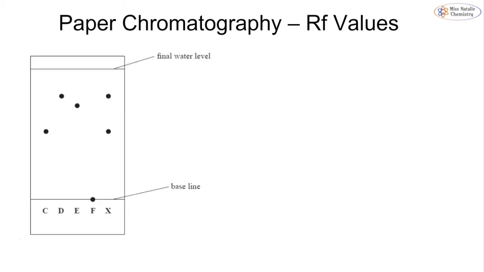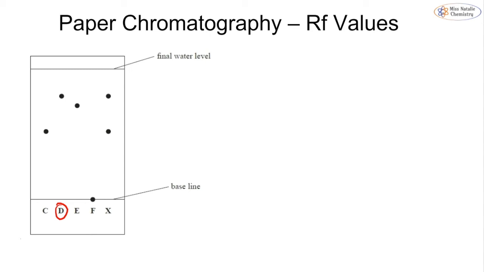Let's look at an example of how to calculate the RF value. We have a chromatogram here, and you can see this time we can't use colours because our spots are all black and white, but what we want to calculate is the RF value for substance D. So we're going to need to measure 2 things. We're going to need to measure the distance that the solvent travelled and then the distance that spot D travelled.